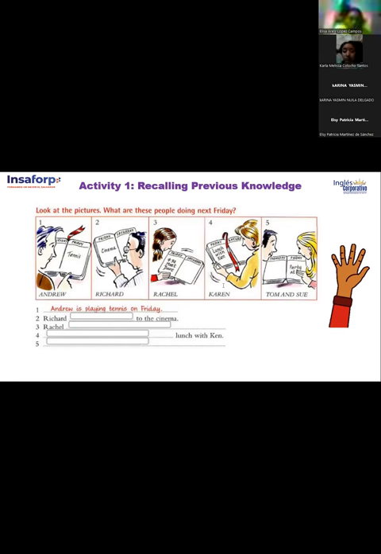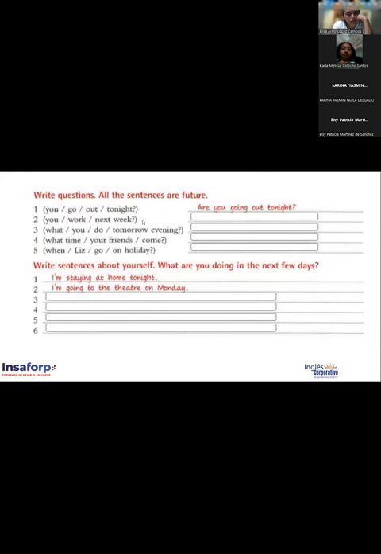Now, in the next exercise, we have to write some questions with the future, right? So, for example, number one, we have the prompts. You go out and tonight. So the question is, because we start the question with the verb to be, are you going out tonight? Okay, what would be number two? Are you working next week? That's right.